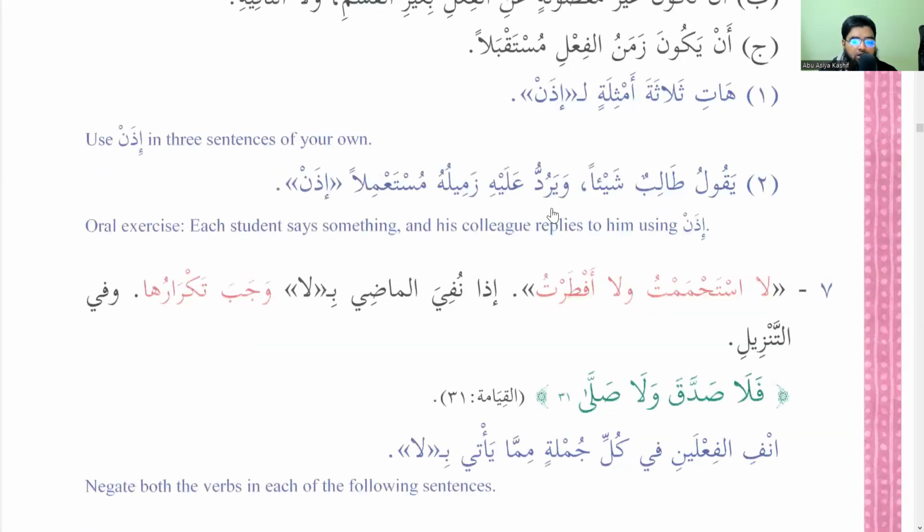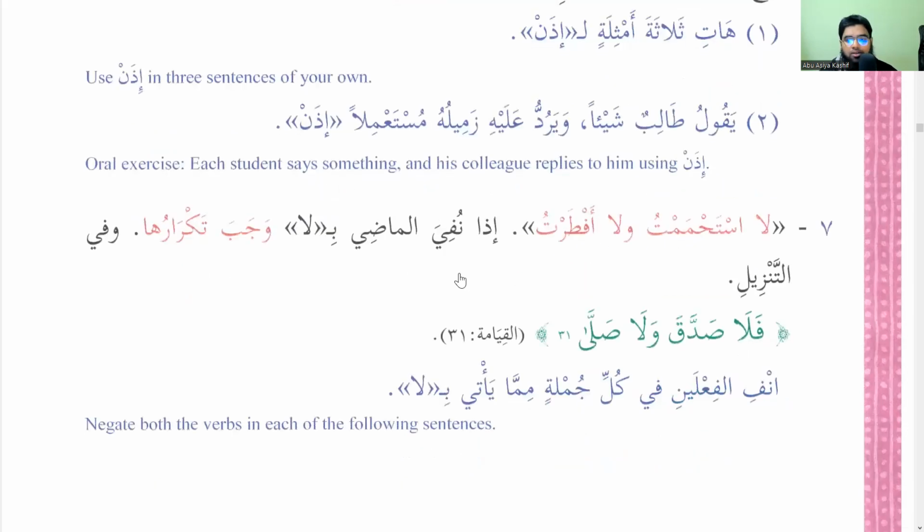يقول طالب شيئا ويرد عليه زميله مستعملا إذن. So oral exercise, the student will say something like, I'm going to my house tomorrow. Right? So he'll say, okay, I'll come with you. Something. إذن آتيك معك. You have to make it mansub. يرد عليه زميله. Each student says something and his colleague replies to him using إذن. Okay. So this is all about Idhan. So this is the second point which he teaches in this lesson. Very simple, straightforward, inshallah.